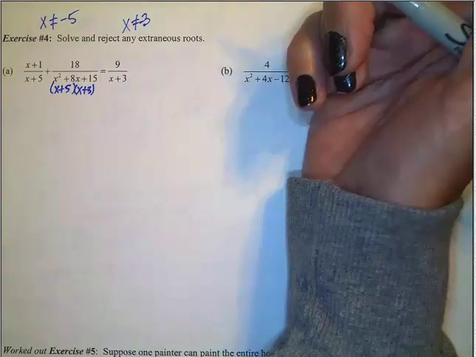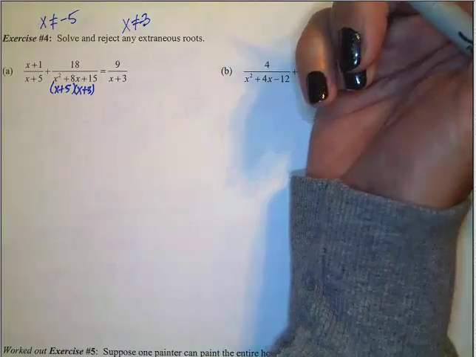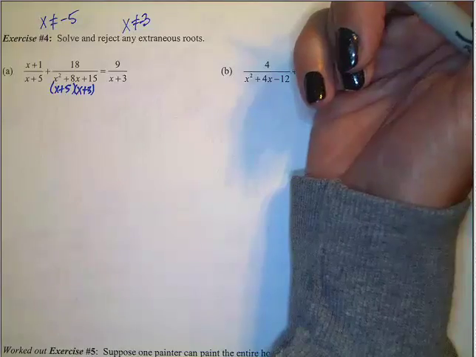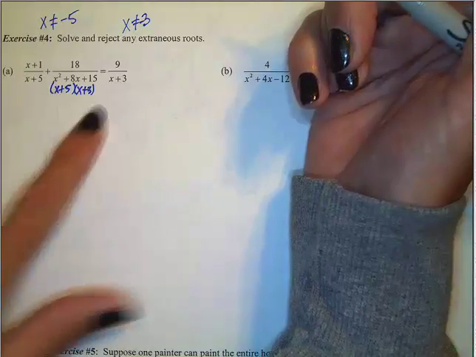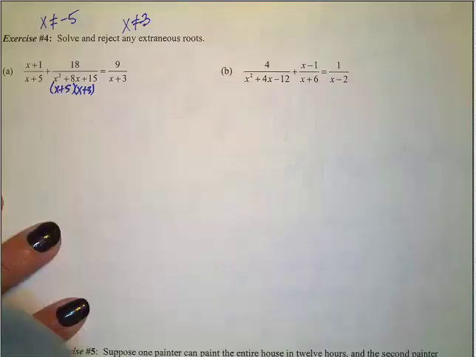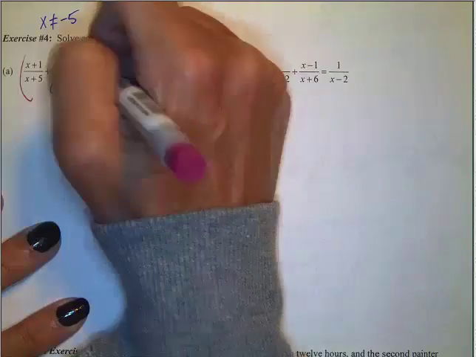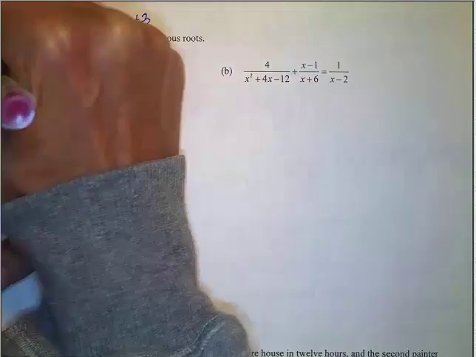So it's kind of like way back at the beginning when we had denominators of 2 and 5. They're both prime, so we used both of them. So x plus 5 is prime, and so is x plus 3, so we're using both of them. So we're going to multiply our sides by x plus 5 and x plus 3.